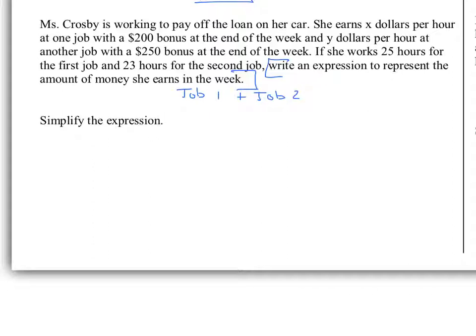So one thing that I think a lot of us need to catch on to is when we see rates like this, dollars per hour, if we want to find out how many dollars, we can multiply whatever the per is. So in this particular case, we're looking for X dollars per hour. If we want to find out how many dollars, we can multiply by hours, which they tell us in this case is 25. So 25 times X.